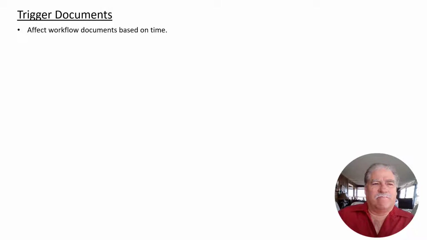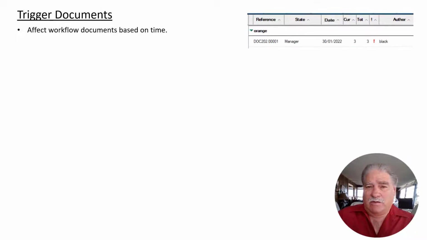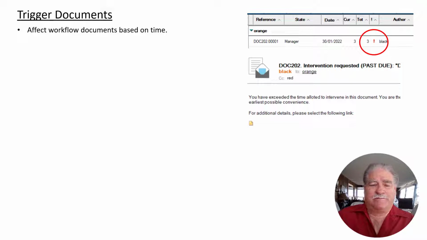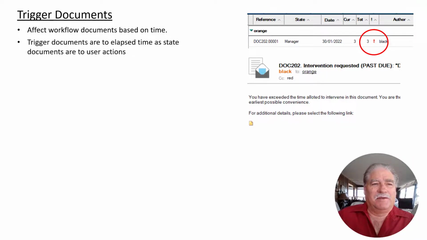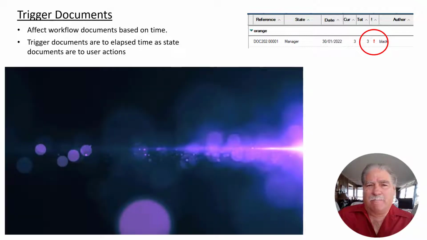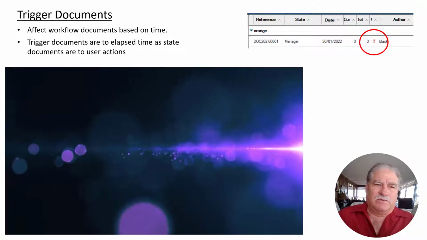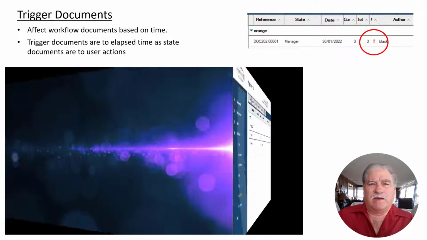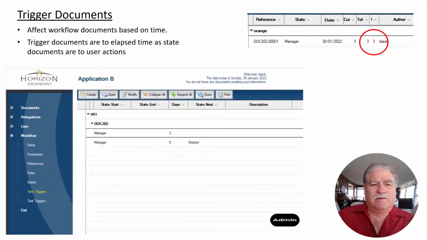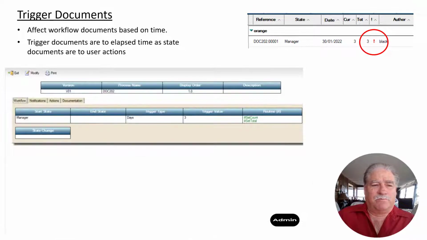Trigger documents. These affect workflow documents based on time. So we'll throw up a few examples here on the right of what they can do. And you might think of trigger documents are to elapsed time as state documents are to specific user actions. So taking a look now at a trigger document.